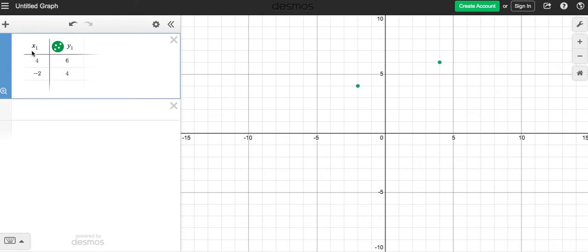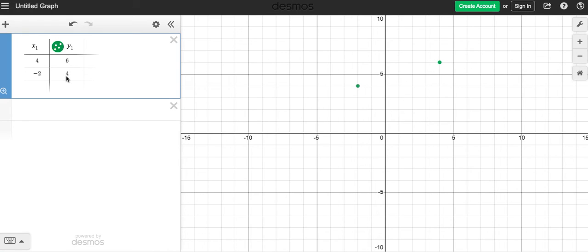Now let's look at the table over here on the left side of the screen. We've got the coordinates of these 2 points. And if we look at the difference between the y coordinates, 6 and 4, the difference is 2, right? 6 minus 4 is 2. And the difference between these 2 coordinates, -2 and 4, that's the distance between those numbers on the number line. And the distance is 6.